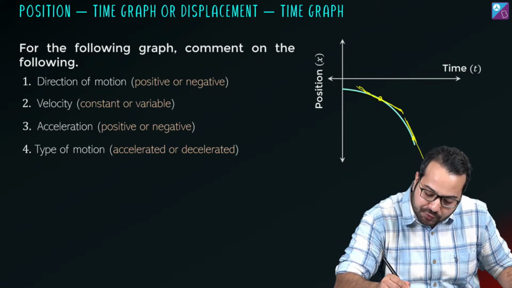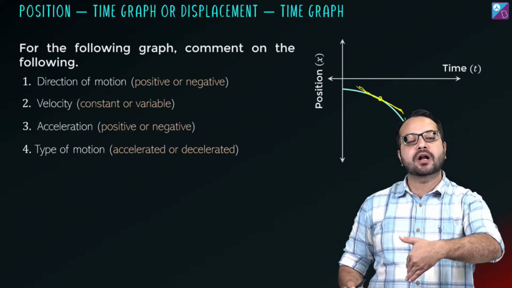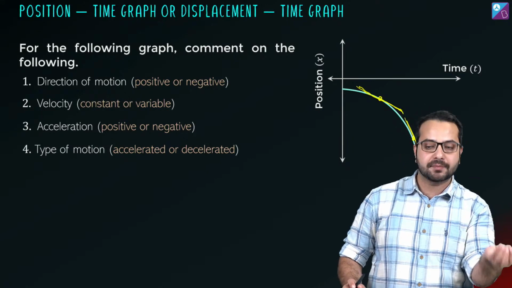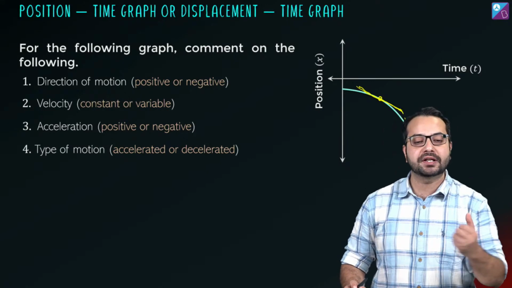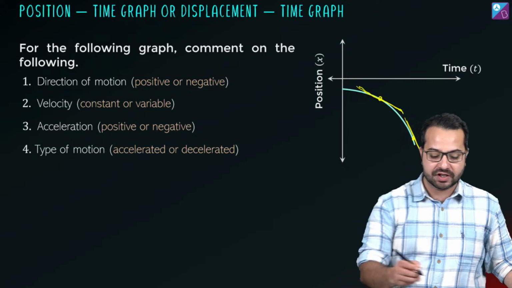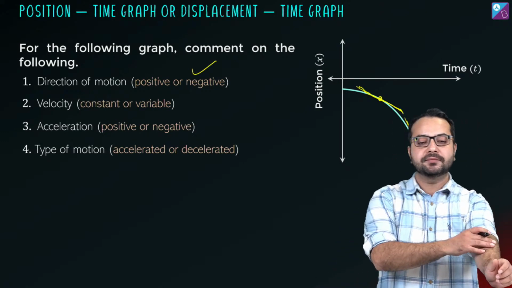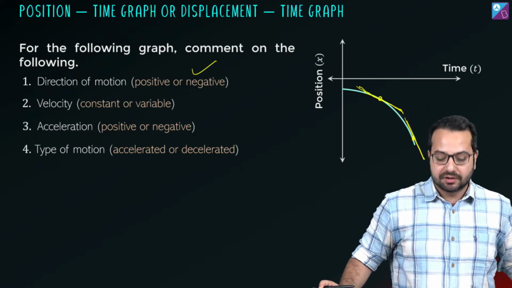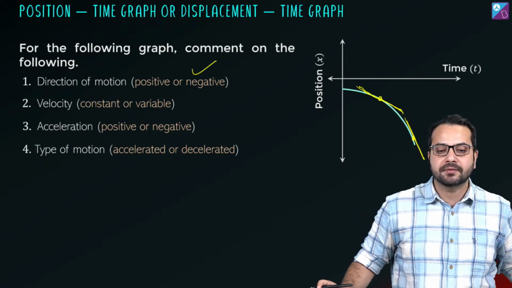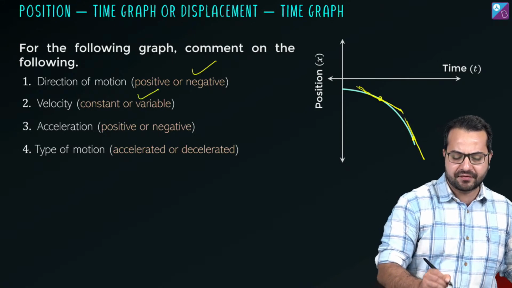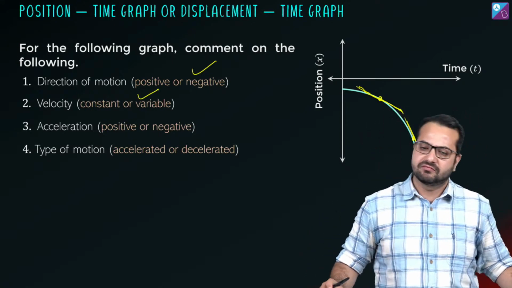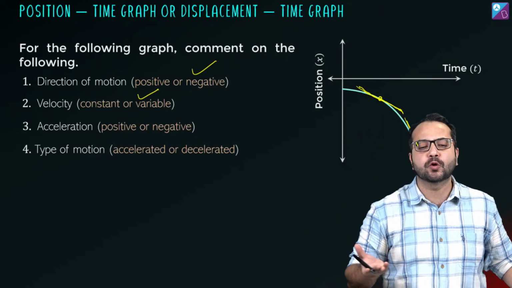The slope here is also negative. All throughout the graph, the slope is negative. मतलब the velocity is negative. मतलब it is going in the negative x direction. ठीक है? So direction of motion negative. What about velocity, constant or variable? Obviously the velocity is variable, right? Perfect. You can see the slope changing.